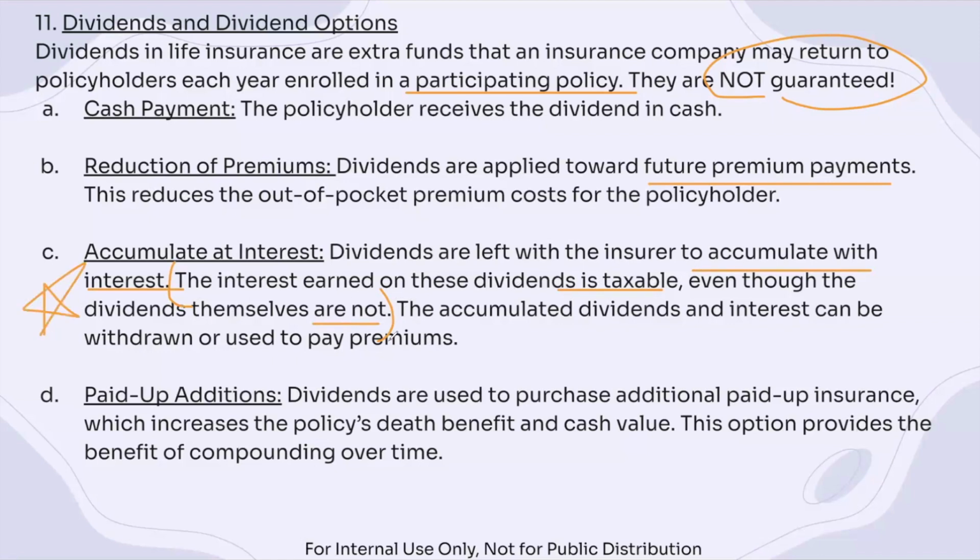And the fourth option is paid up additions. So dividends can be used to purchase additional paid up insurance. Paid up insurance basically means we're increasing the policy's death benefit and cash value.